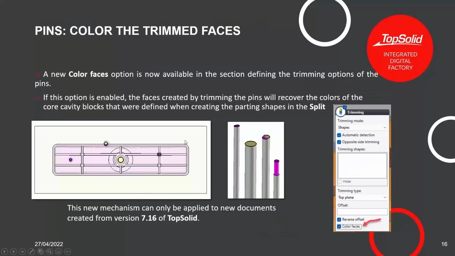All right, next, pins, coloring the trimmed faces. In the past, when you put in an ejector pin in TopSolid, it did all the fancy trimming and put all the clearances in, and that's fantastic. The thing it didn't do is match up to the colorings for the mold surfaces, the parting surfaces or shut-off surfaces. So now it does.